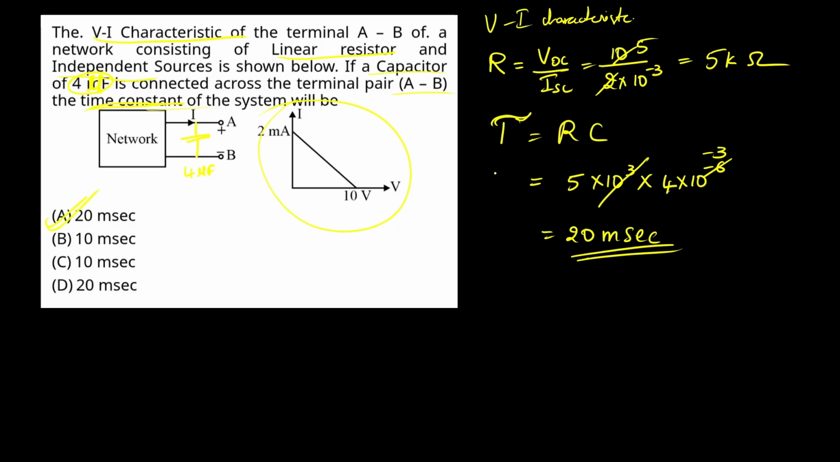Okay. So let's go to the next question. Consider the circuit shown in the figure below. At steady state, the energy stored in the inductor is 32. So we have to find the resistance value of the resistor in ohms.